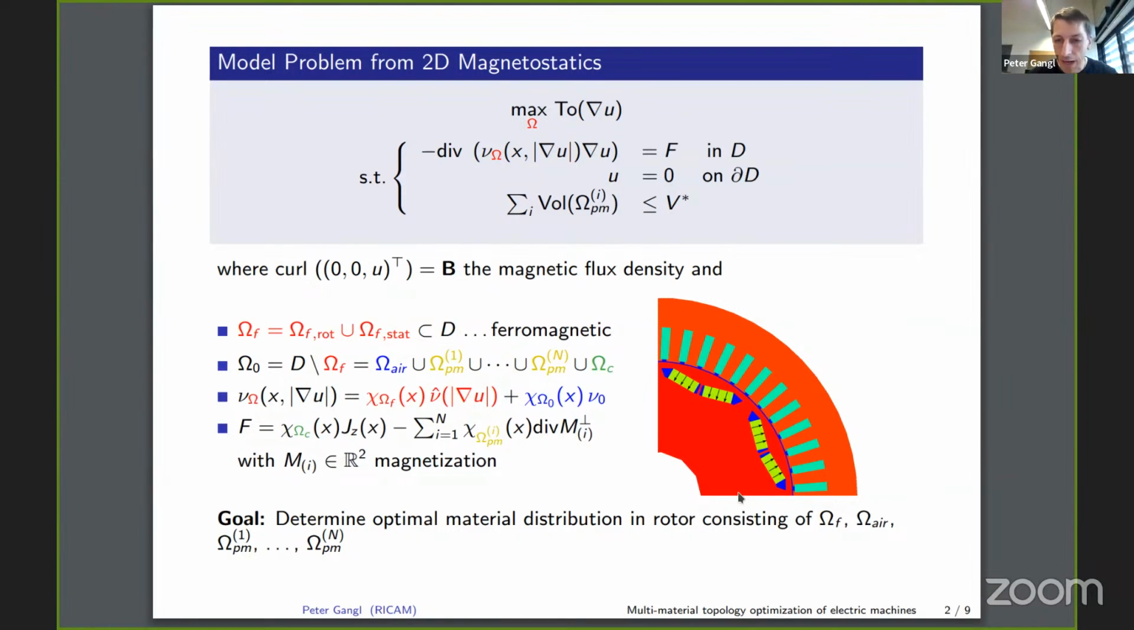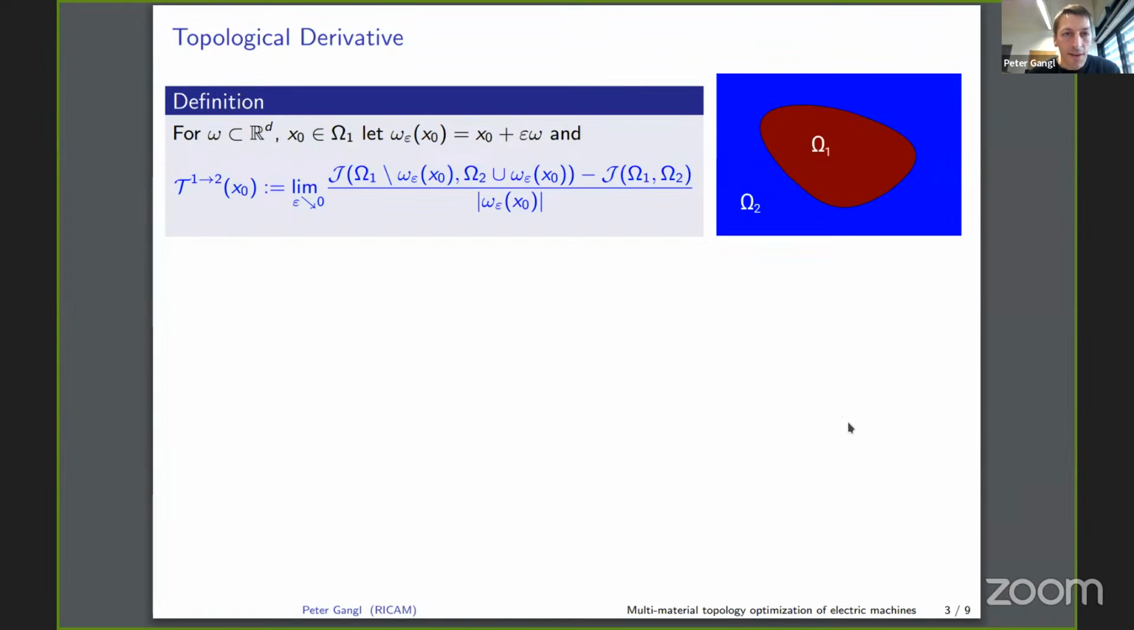So if we allow for 8 different directions, we end up with a multi-material topology optimization problem with 10 materials: iron, air, and 8 magnet directions. And this is what we want to address today. Okay, so we want to do this by means of a multi-material level set algorithm based on the topological derivative.